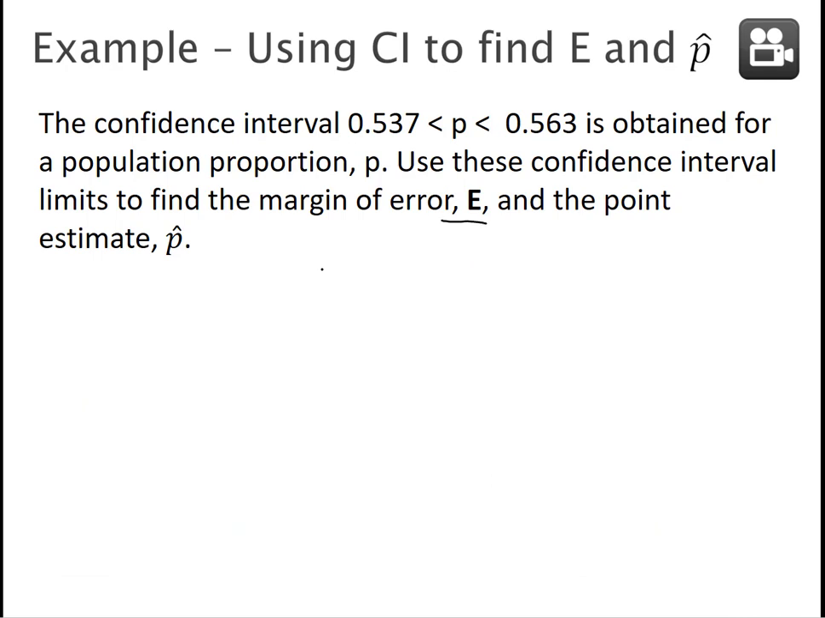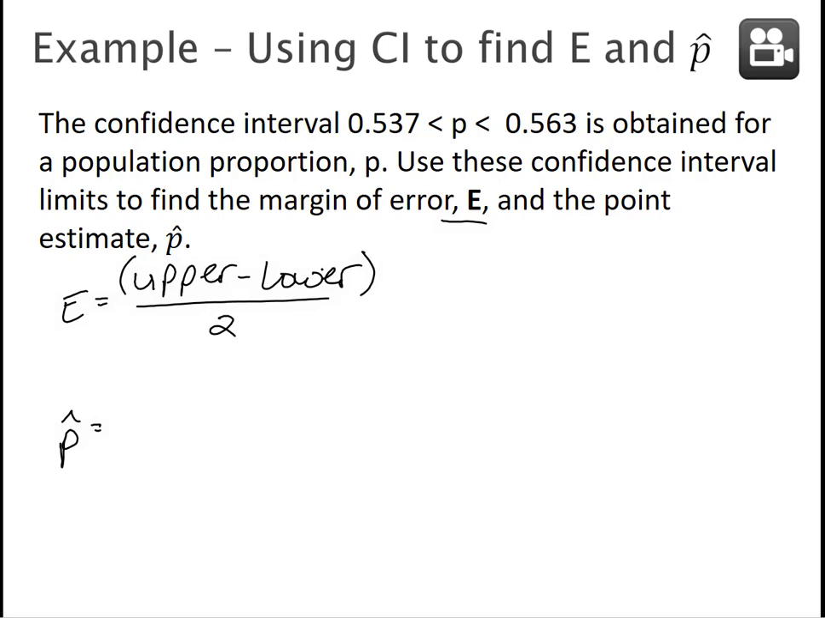So it asks for E first, so we're going to record that first. So E was the upper confidence limit minus the lower and divided by 2. Now, something that we consistently talk about in this class is the fact that since I have a fraction and my numerator has 2 terms here, I'm going to put in my calculator parentheses around that upper minus lower before I divide by 2. All right, and then P hat was parentheses upper plus lower, and then close my parentheses and divide by 2.